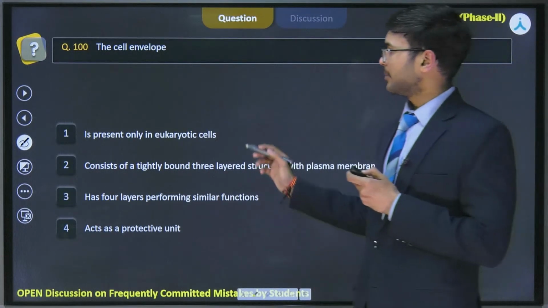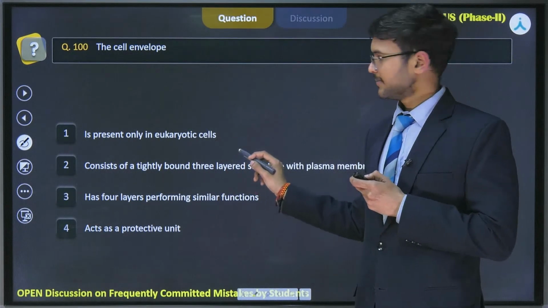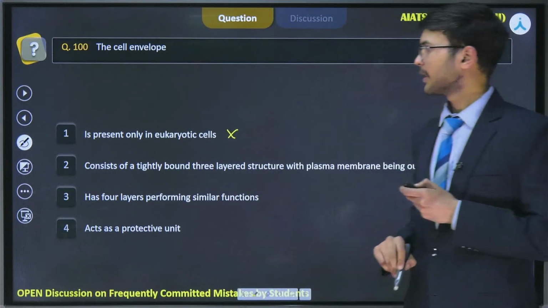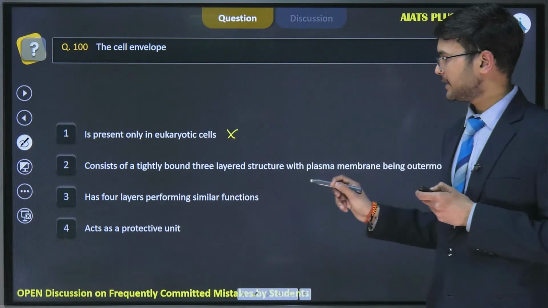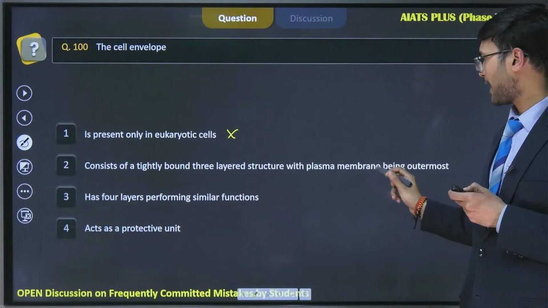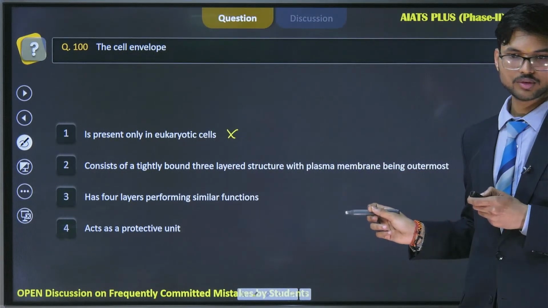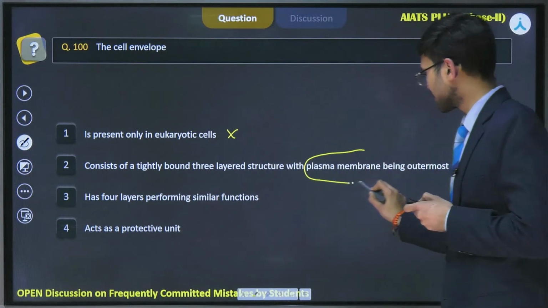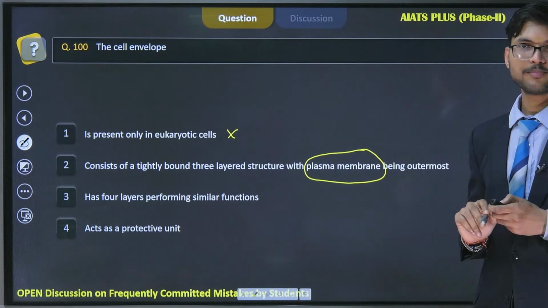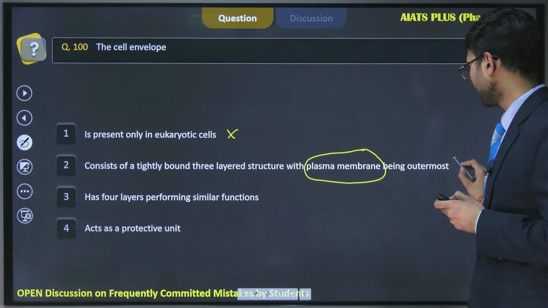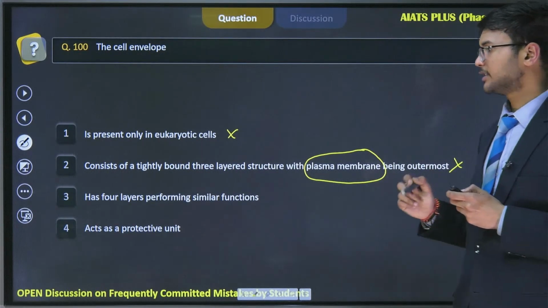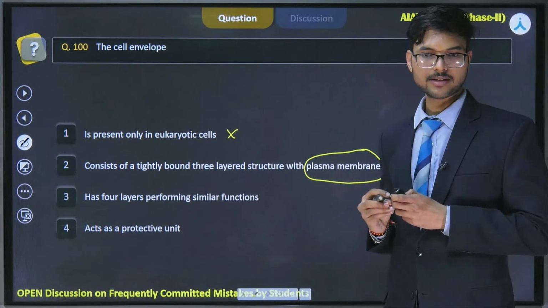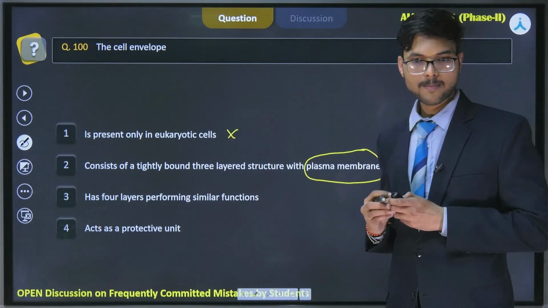So, the cell envelope is present only in eukaryotic cells. No. The cell envelope consists of a tightly bound 3-layer structure with the plasma membrane being the outermost. So this option is incorrect because the plasma membrane is the innermost layer of the cell envelope, not the outermost layer. Okay. The third option is that it has 4 layers performing similar functions.